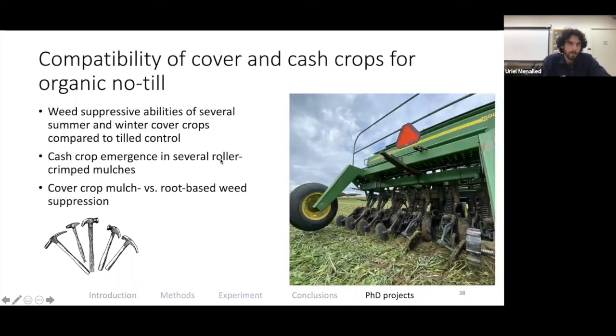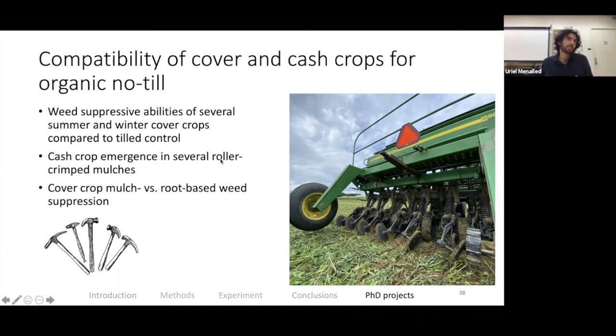And then the third and perhaps biggest experiment of my PhD is a broad assessment of the compatibility of cover and cash crops for organic no-till. And so here I'm seeing a whole host of winter and summer cover crops and how they roll for winter and summer cash crops. And so there's various sub experiments or research priorities in this experiment. And so the first is just broadly seeing the weed suppressive abilities of several winter and summer cover crops compared to a till control. The second research priority is seeing how cash crops emerge in these rolled cover crop systems.